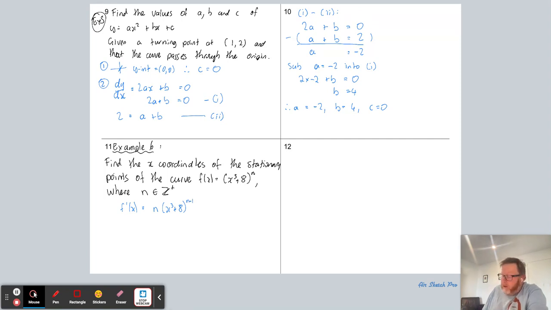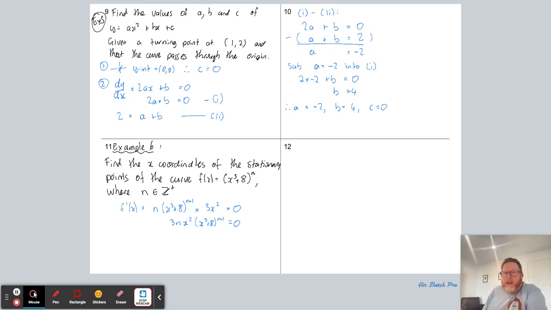So a little bit of algebra thinking here, but we haven't finished because this is also a chain rule problem, so we need to find the derivative of the inside as well. And the derivative of x cubed plus 8 is 3x squared. So we're done. Finally, that is equal to 0. Tidying up, because we're looking for stationary points, we've got 3nx squared multiplied by x cubed plus 8 to the power of n minus 1 is equal to 0.